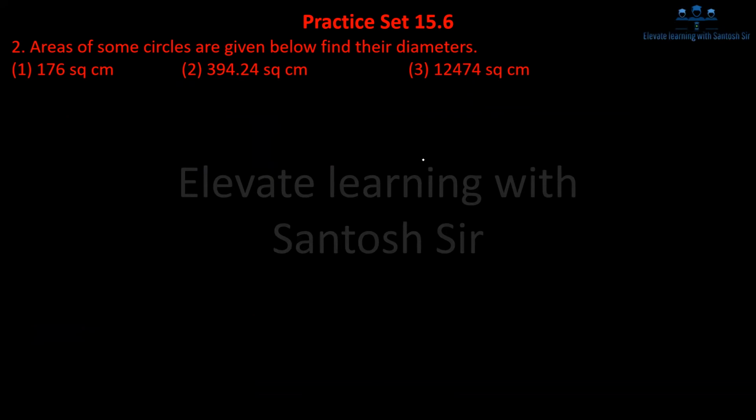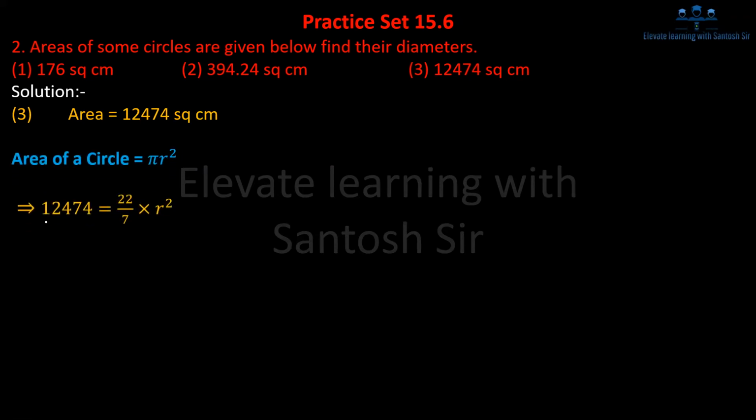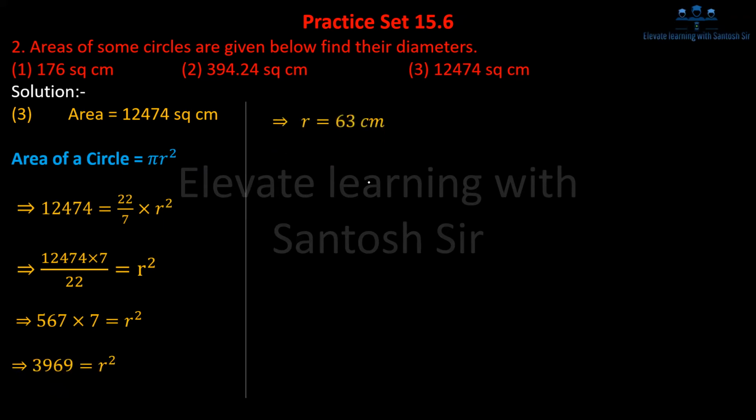Let's take up the last problem over here. The third question, area is given as 12474 square centimeter. We know that area of circle is pi r square. So 12474 is equal to 22 upon 7 into r square. Let us shift 7 and 22 to the LHS, and then let us simplify ahead. We will get 567 multiplied by 7, which is nothing but 3969. And the square root of 3969 is nothing but 63. So r is equal to 63. And diameter, which is 2 times the radius, will be 2 multiplied by 63, which is 126 centimeter.